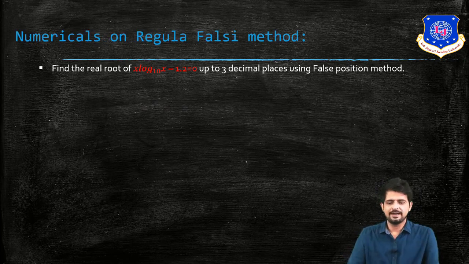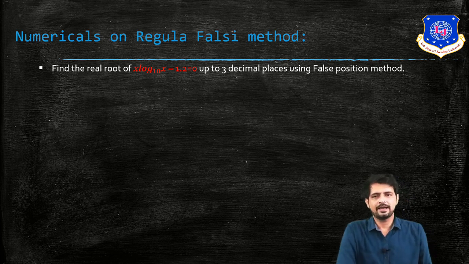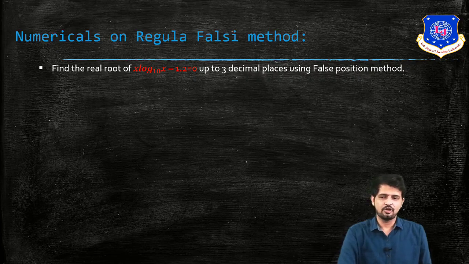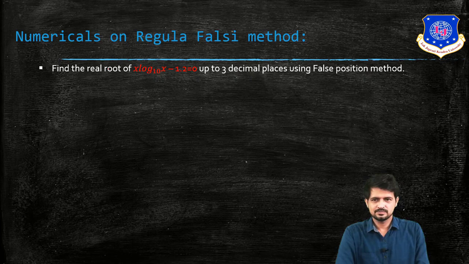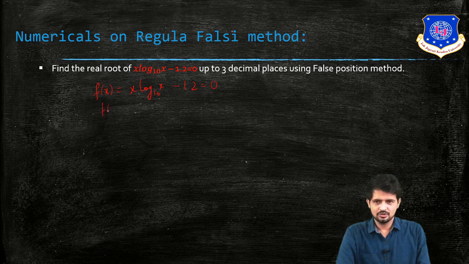What is given? We have to find the real root of x log x to the base 10 minus 1.2 equals 0 up to 3 decimal places using the false position method. So let us start. F of x is given: x log x to the base 10 minus 1.2 equals 0. First of all, you have to select the decimal places and the mode should be radian. Then we have to find the initial values between which the root lies. So we have to find the values of x0 and x1.